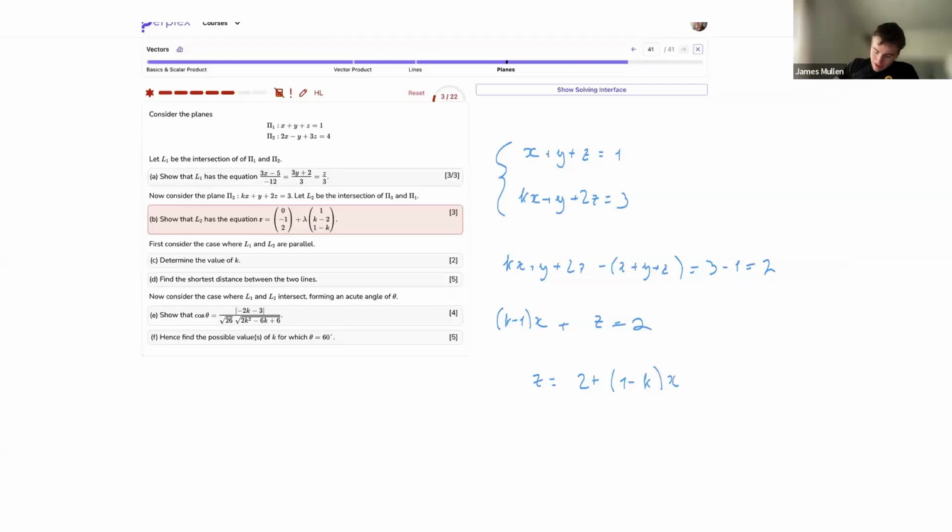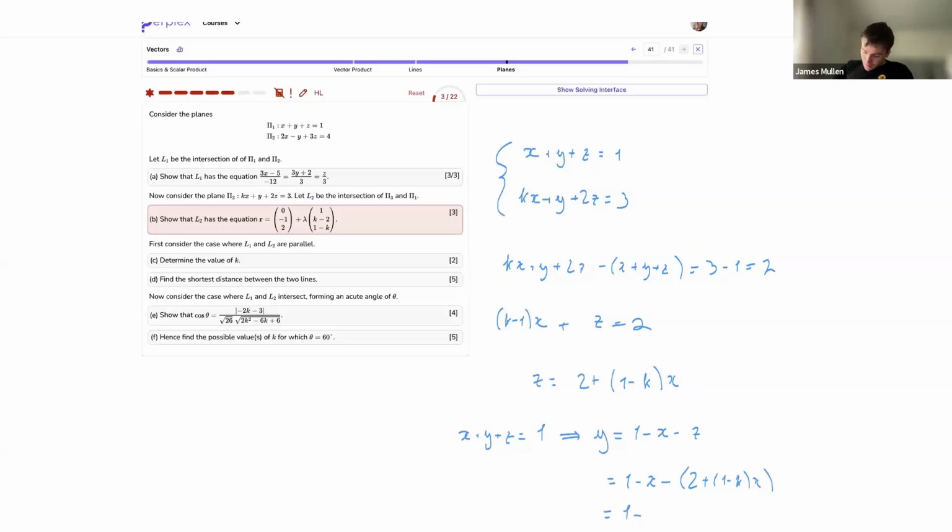All right. Now, given that x plus y plus z is equal to 1, I can plug in what I know for z, and I can say, more easily, that y is going to be equal to 1 minus x minus z, which is equal to 1 minus x minus 2 plus 1 minus k x. And that is going to be equal to 1 minus 1x minus another 1 minus kx.